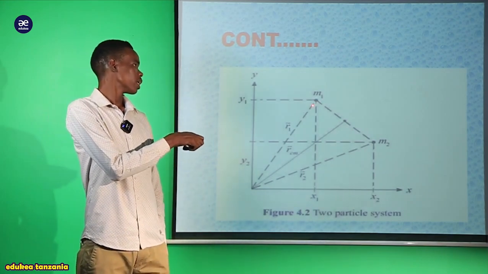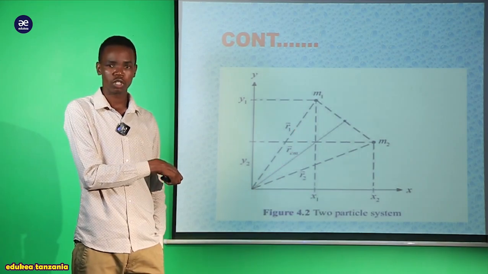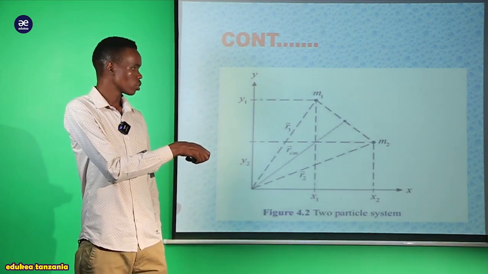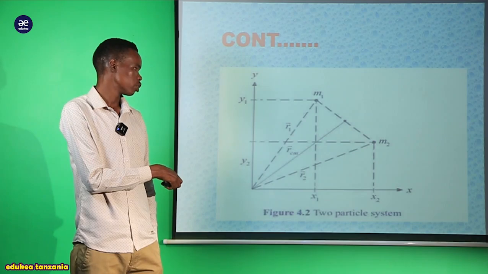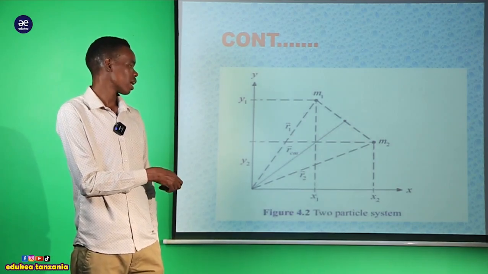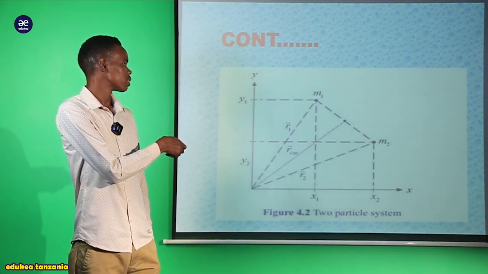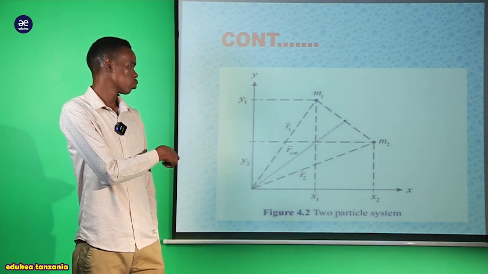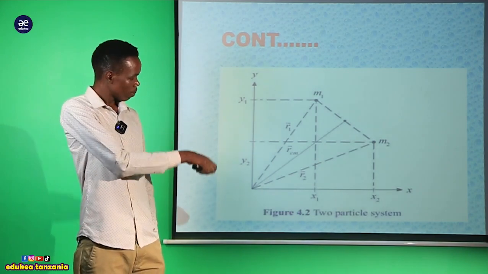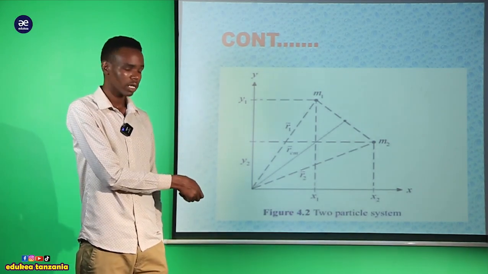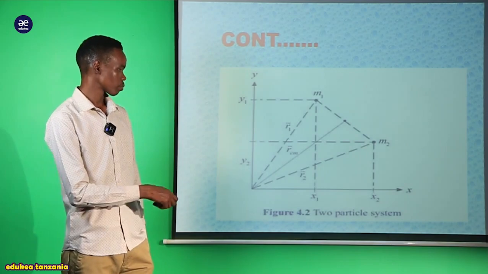Now we see the particle 1 extends at the distance R1, the vector R1, from the original position, as we try to see. And also M2 extends at the distance, or at the vector R2, from the original position. But we have their resultant, as we try to see, that mass 1 along the vertical axis extended at y1, and mass 2 along the vertical axis extended at y2. But along the x-axis, mass 1 extended to x1, and mass 2 extended to x2.